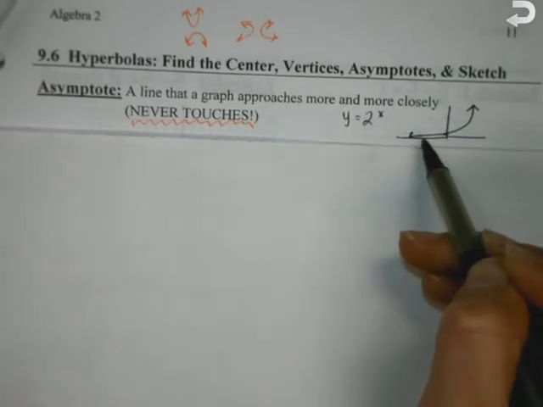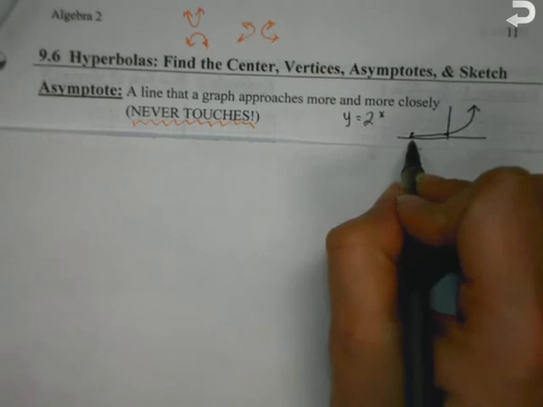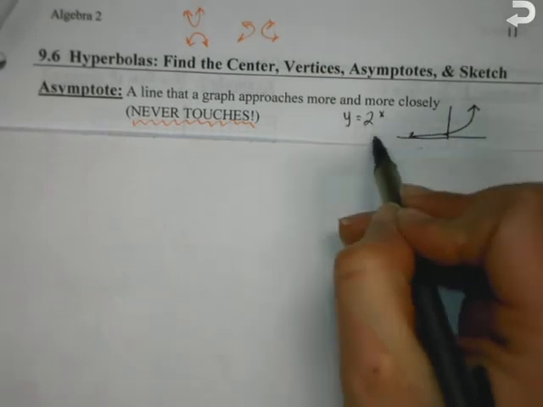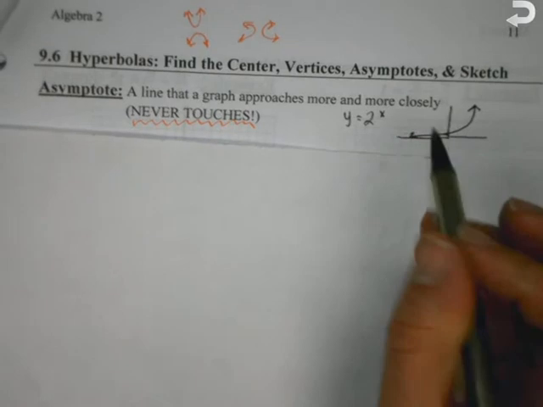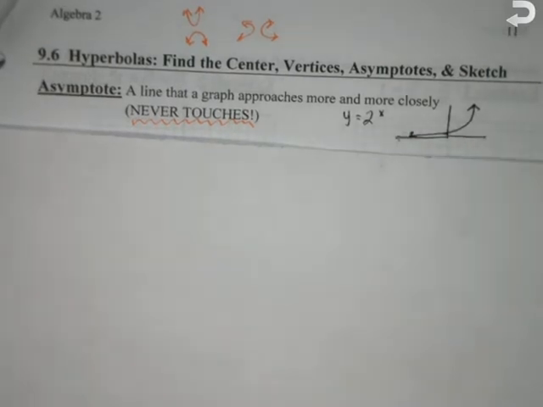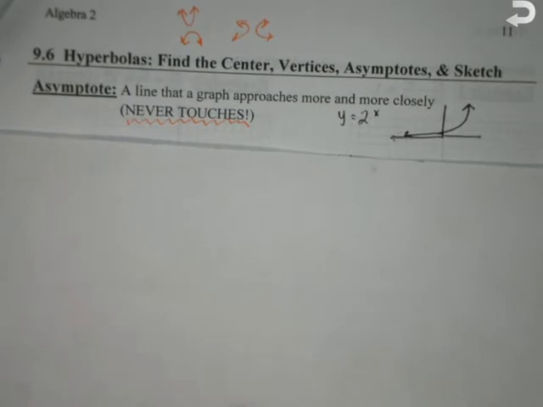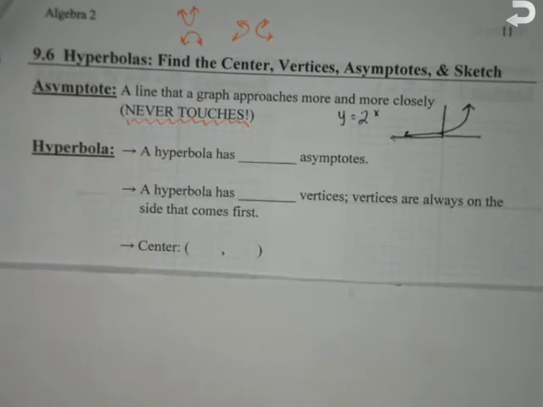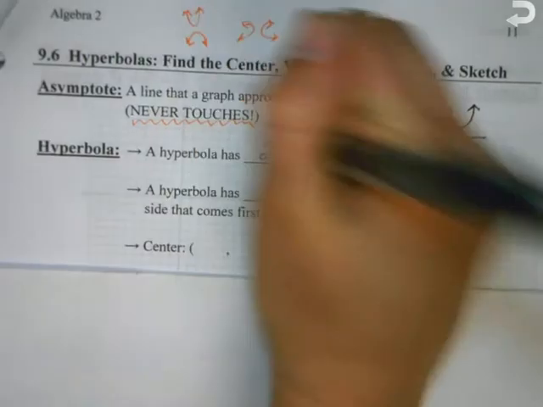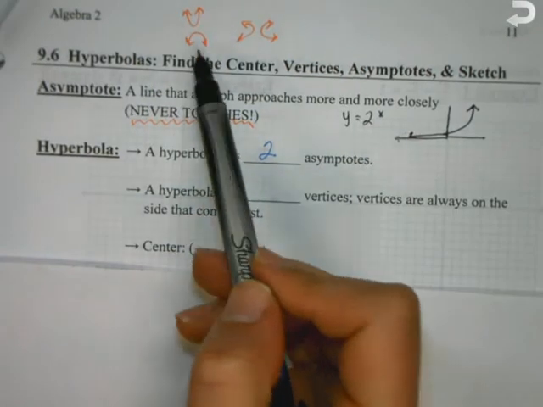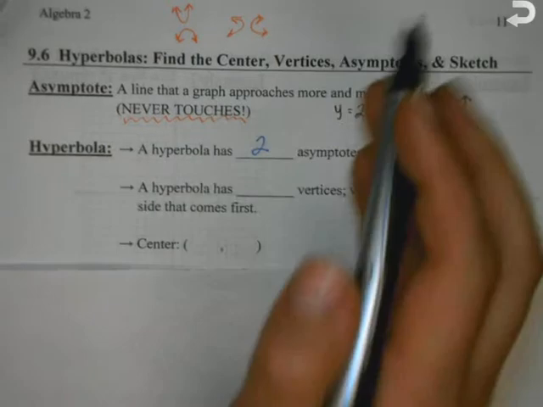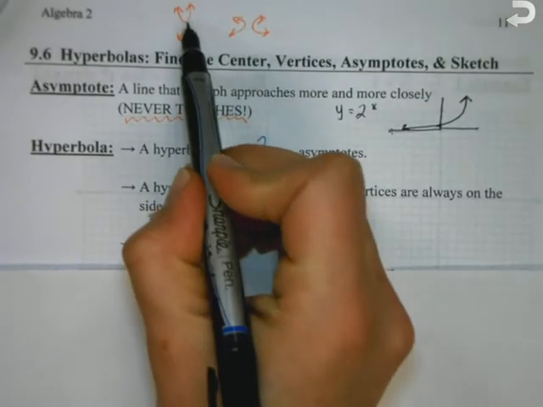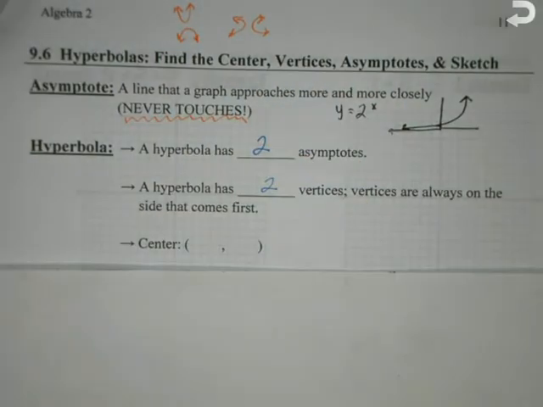An asymptote is the same idea. My line will get closer and closer to it, but it will never actually touch that line. So the x-axis in this case would be considered the asymptote. Hyperbolas have two of them. So a hyperbola has two asymptotes because there are two graphs right here. A hyperbola also has how many vertices, do you think? Two of them. If a hyperbola is made up of two parabolas, each one of those has a vertex, so there's two vertices.